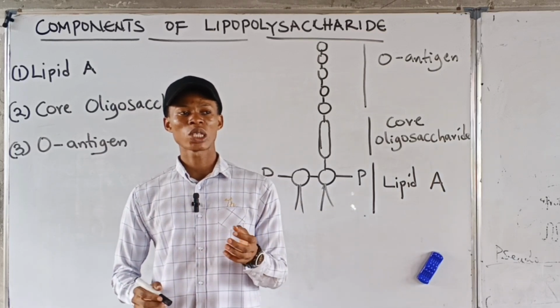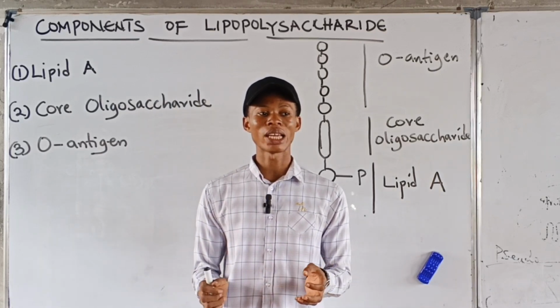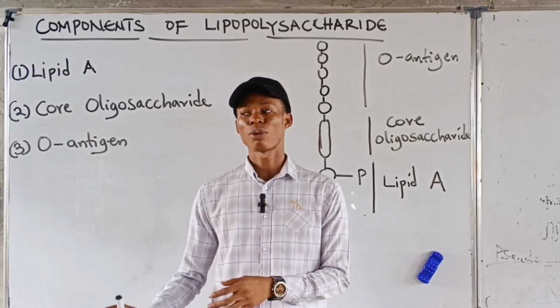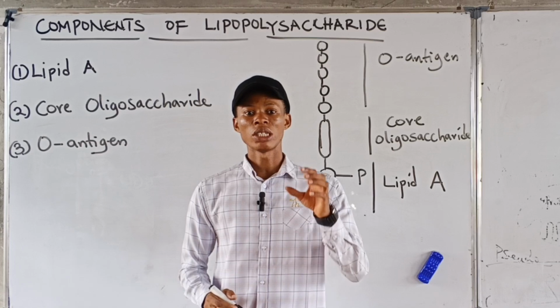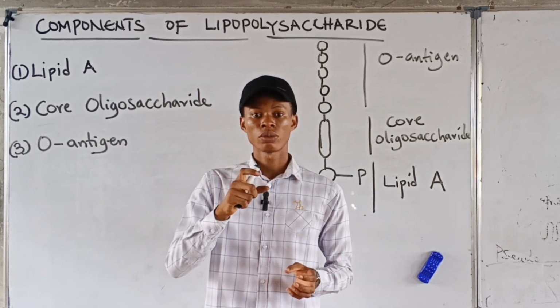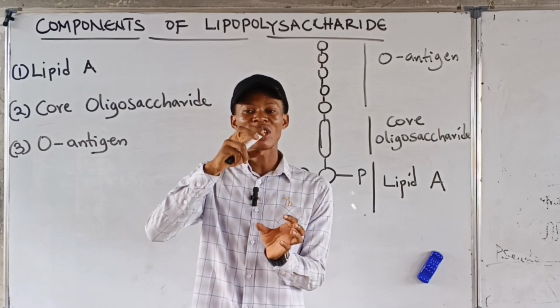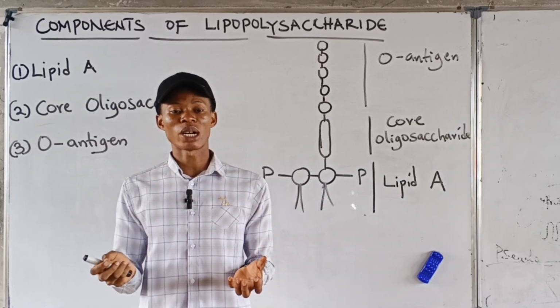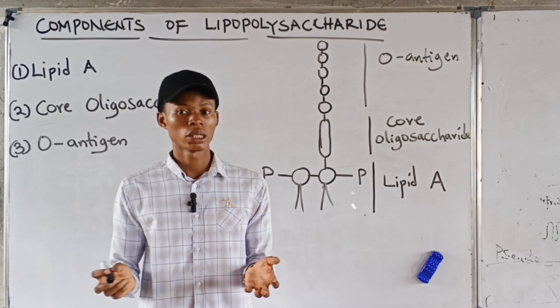Have you ever asked yourself, why is it that gram-negative bacteria like E. coli are more dangerous, more toxic than gram-positive bacteria? Now, the reason is simple. The reason is found in their cell wall. Gram-negative bacteria have a double cell wall, so a double membrane layer, while gram-positive bacteria have a single membrane.